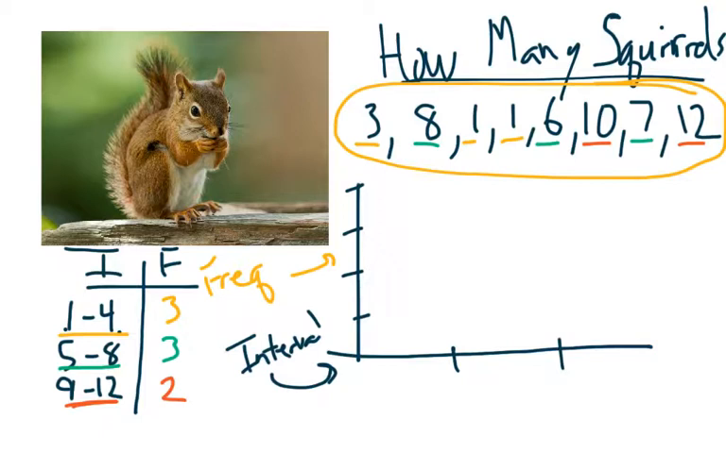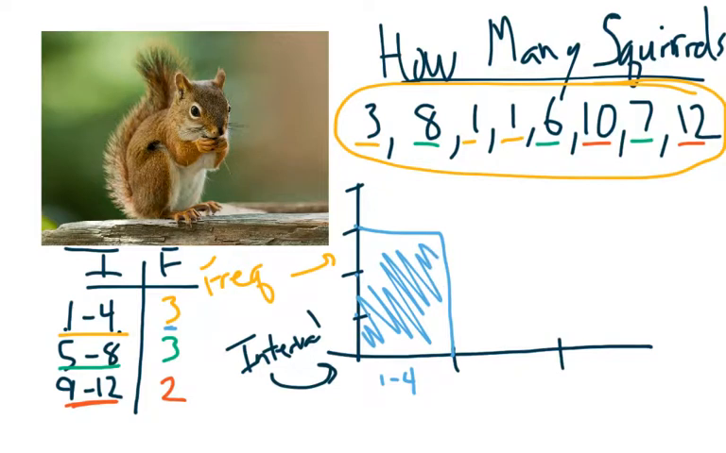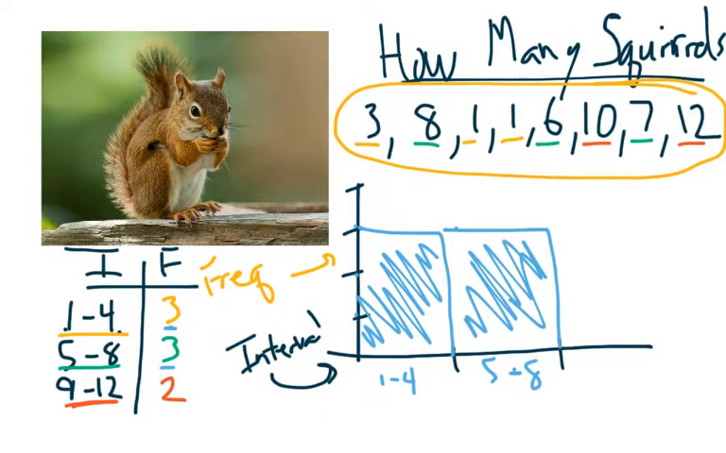So now for my interval, 1 to 4, that happened 3 times. So I'm going to go up 1, 2, 3. There we go. Shaded in. For the next one, 5 to 8, that happened 3 times as well. So that's just going to stay right up here and be shaded like that. And finally, 9 to 12, that happened twice, so 1, 2.